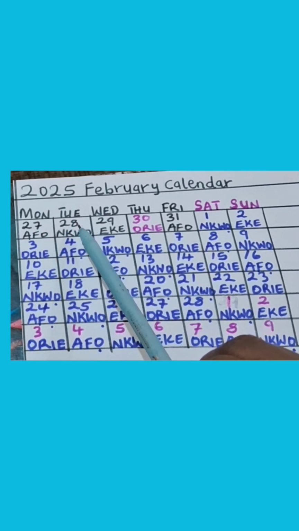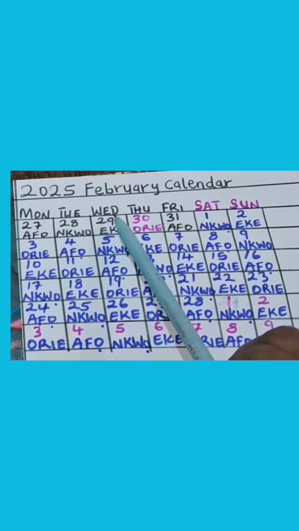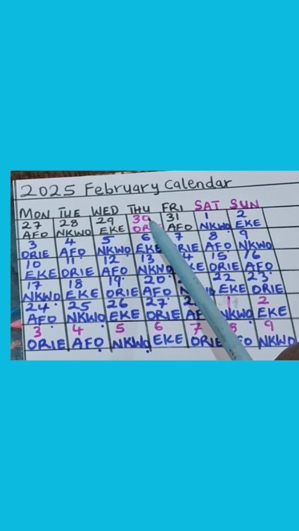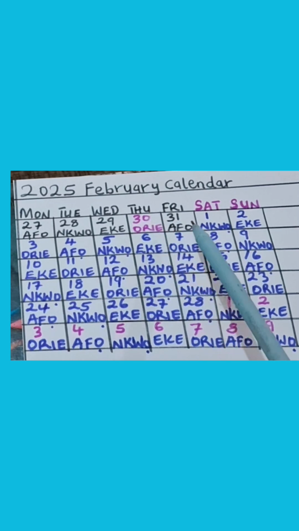Tuesday, 28th January, Nkwo. Wednesday, 29th January, Eke. Thursday, 30th January, Ore. Friday, 31st January, Afo Day. So, January ended on Afo Day. That is 31st. Now, let's start February.